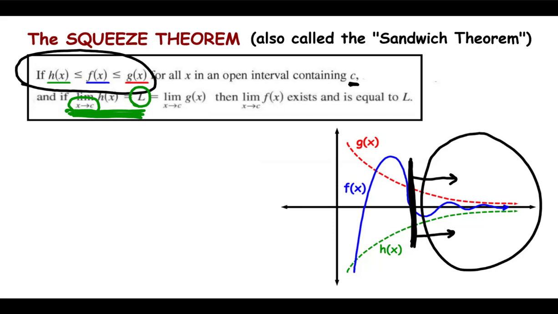And then let's say that g of x, which I have colored red, that is also approaching L, which again is 0, as x approaches C, which is out to the right. I made that infinity. Well, as you head to the right, if red is heading towards 0, and green is heading towards 0, and blue has to stay between them, then blue has to also approach 0, because it's being squeezed or sandwiched between the other two colors.